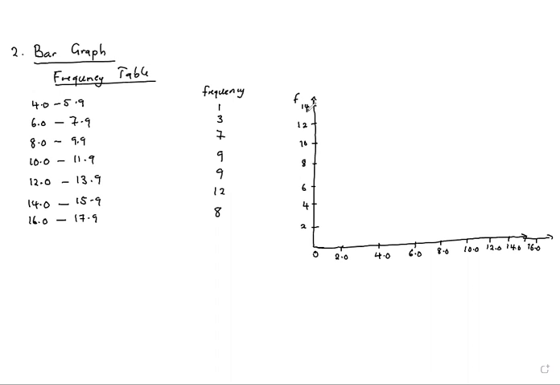But from 4 to 5.9, we have a frequency, and the frequency is 1. So we'll put up the bar here, it's 1. And then from 6 to 7.9, the boundary is 8, we have 3. Then from 8, we have 7. So here we have 7.